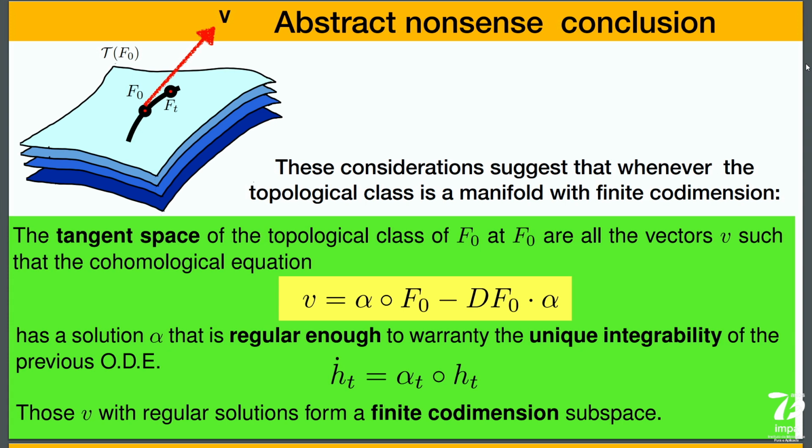So, the idea is the following. Suppose you wanted to prove that the topological classes are manifolds with finite codimension. The idea is to characterize the tangent space of this topological class at a point f_0 as the set of all vector fields V that have a nice solution for this cohomological equation, okay? And then once you have that, the solution alpha t is regular enough to be able to integrate this and get the conjugacies, okay? So that's the sketch of the thing, and this, of course, is based on holomorphic motions and ideas in complex dynamics. I'm going to give the reference soon.